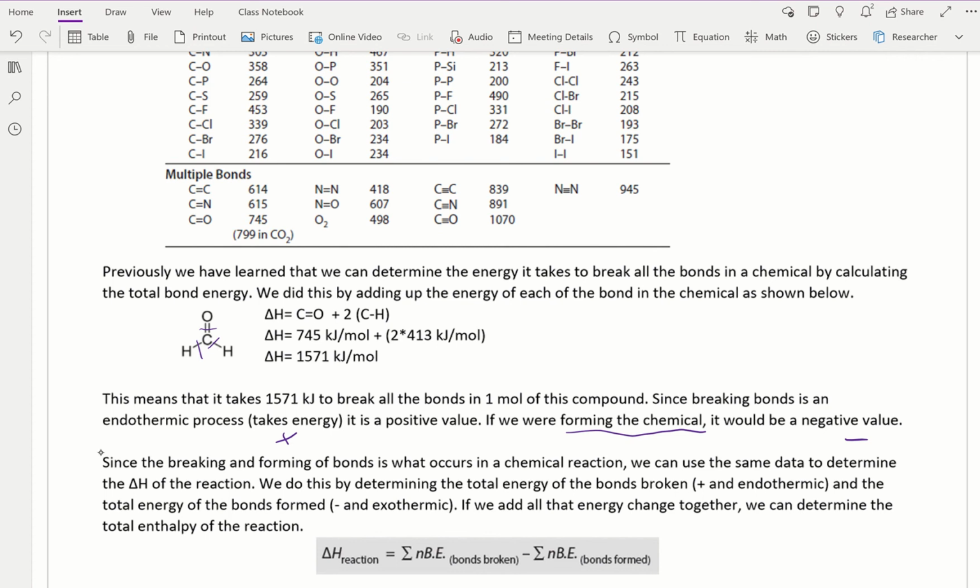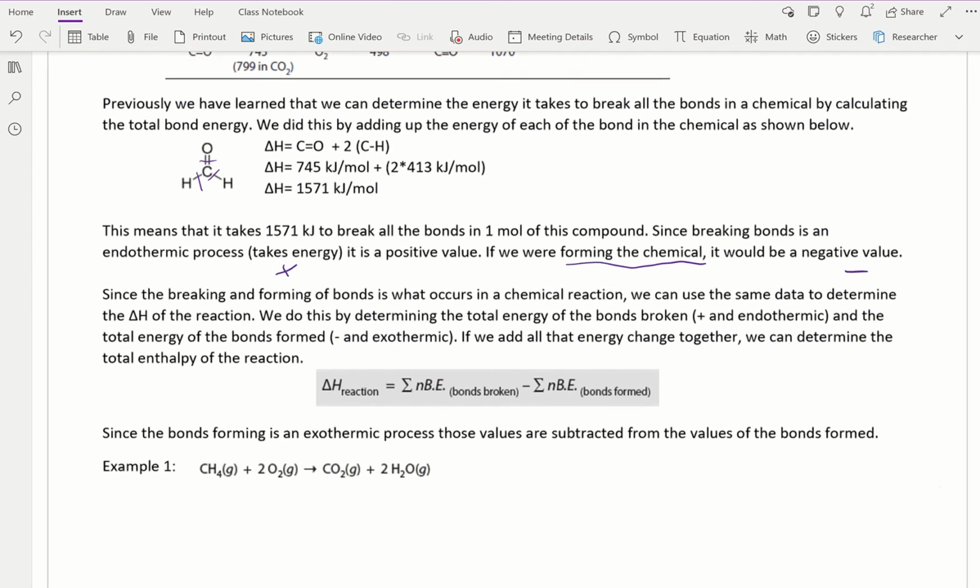It says since the breaking and forming of bonds is what occurs in a chemical reaction, we can use the same data to determine the change in enthalpy of the reaction. We do this by determining the total energy of the bonds broken, which is positive and endothermic, and the total energy of the bonds formed, which is negative and exothermic. If we add all that energy change together, we can determine the total enthalpy of the reaction.